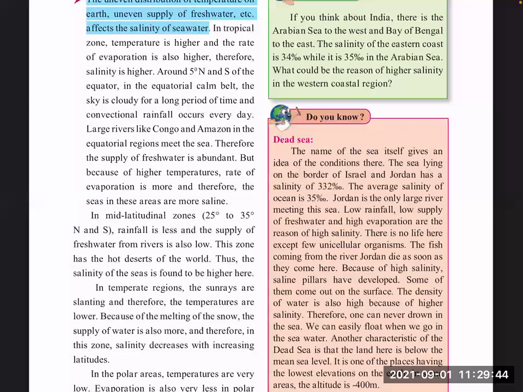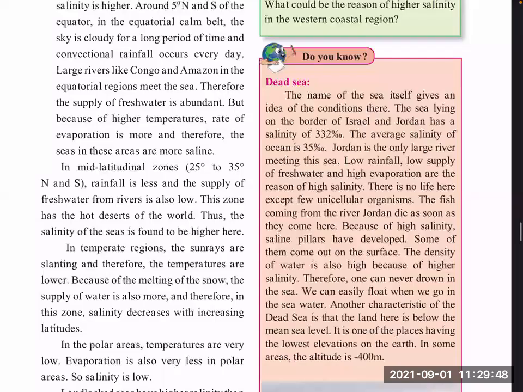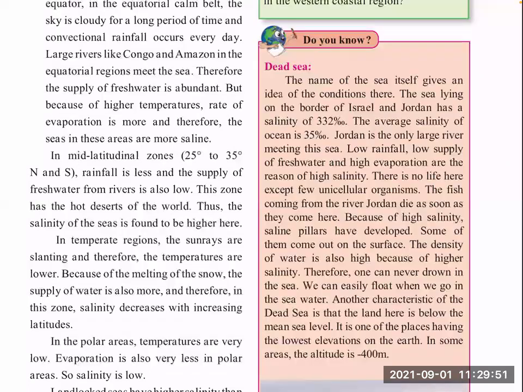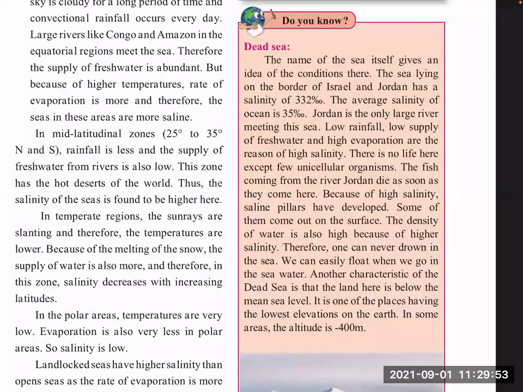Now we can see the Dead Sea. The Dead Sea is very close to the Mediterranean Sea. It is located in Israel. The sea lies on the border of Israel and Jordan. What is its salinity rate? It is 332 per thousand. The average salinity of the ocean is 35. The Jordan is the only large river meeting this sea.